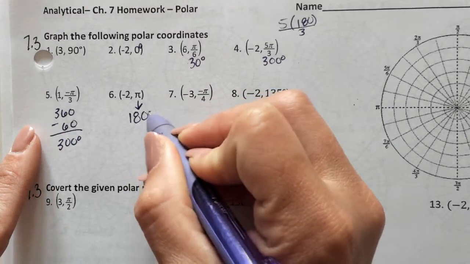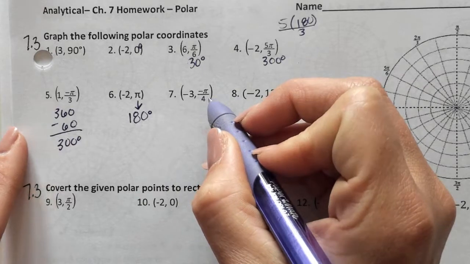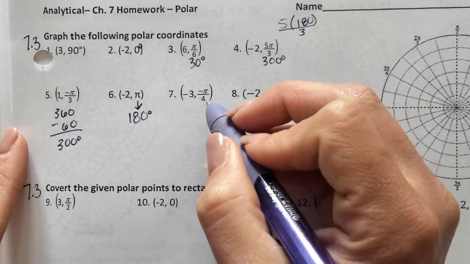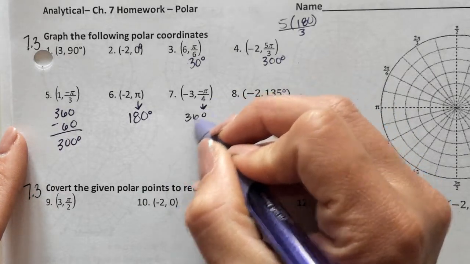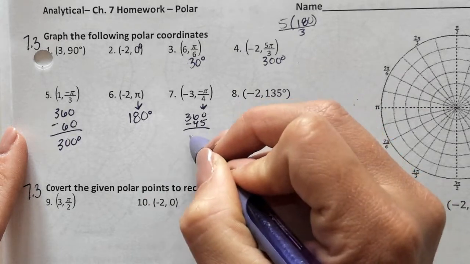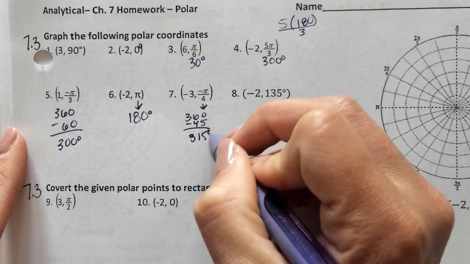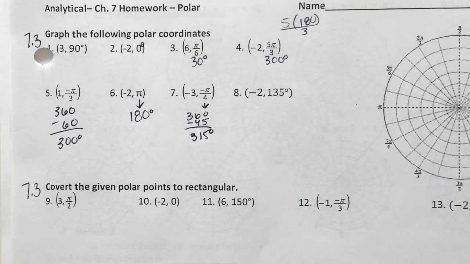Good. Same thing here, negative pi over 4. What is pi over 4? So what is 360 minus 45 degrees? Good. And then 135 is just 135.